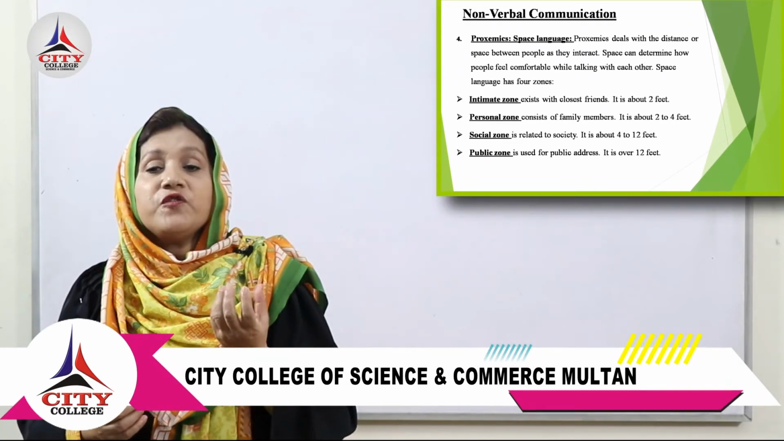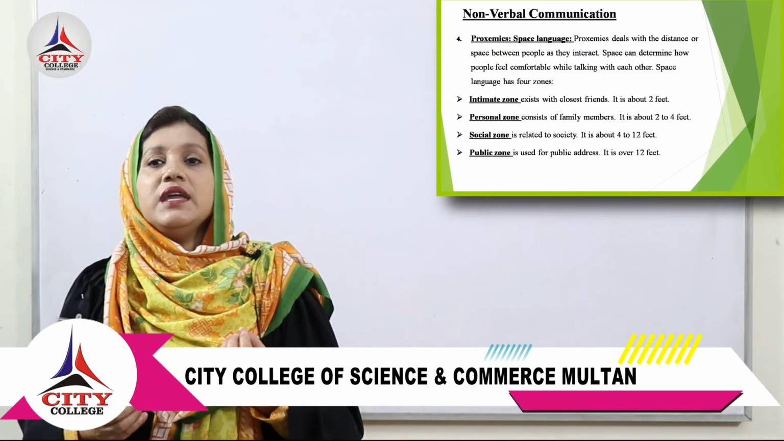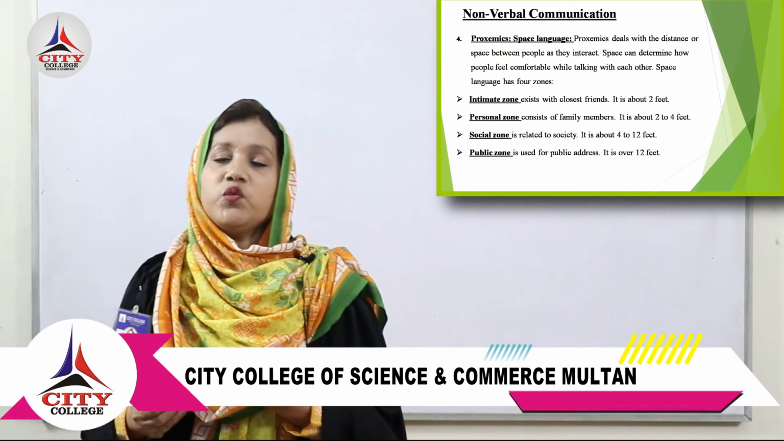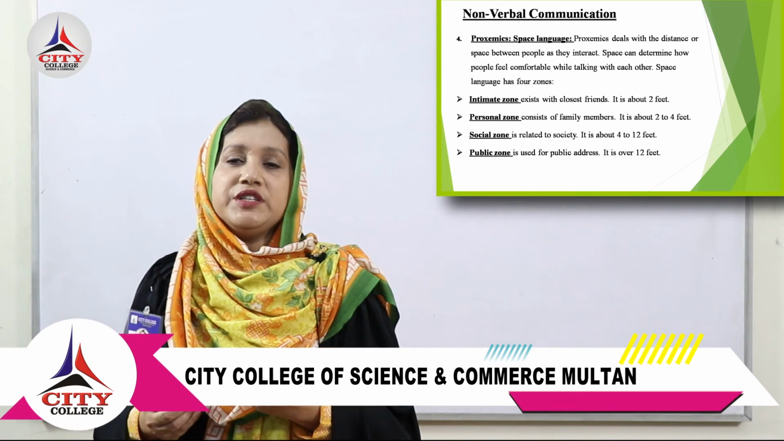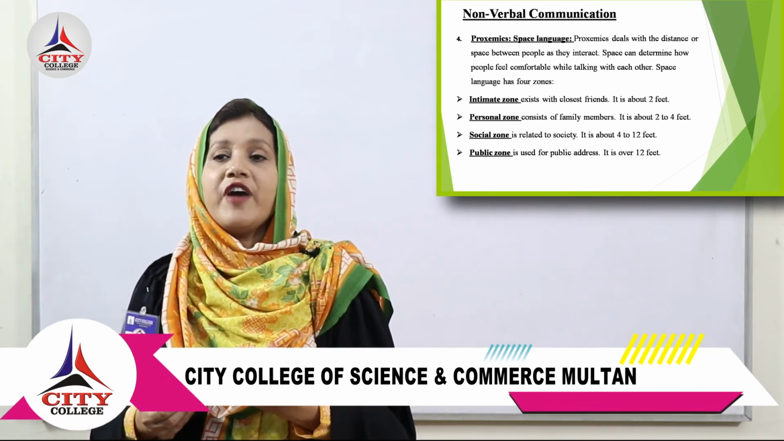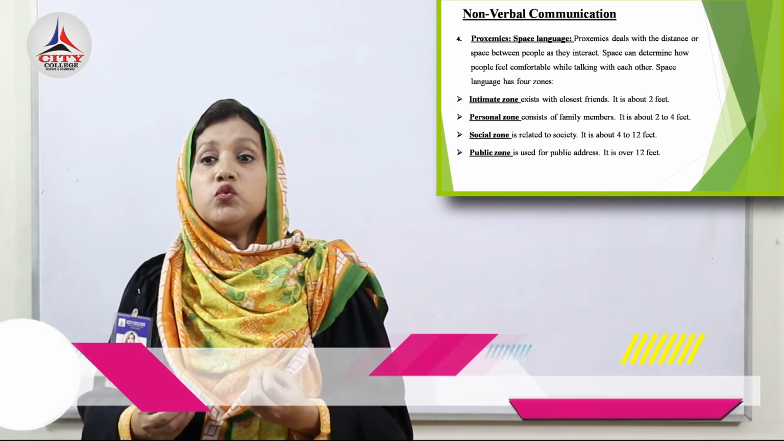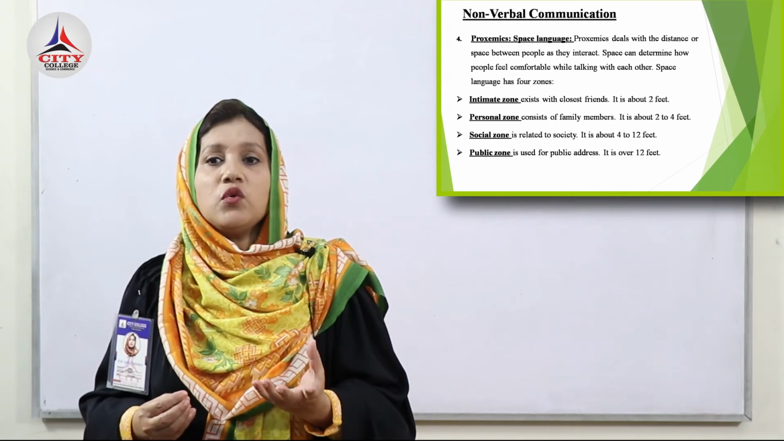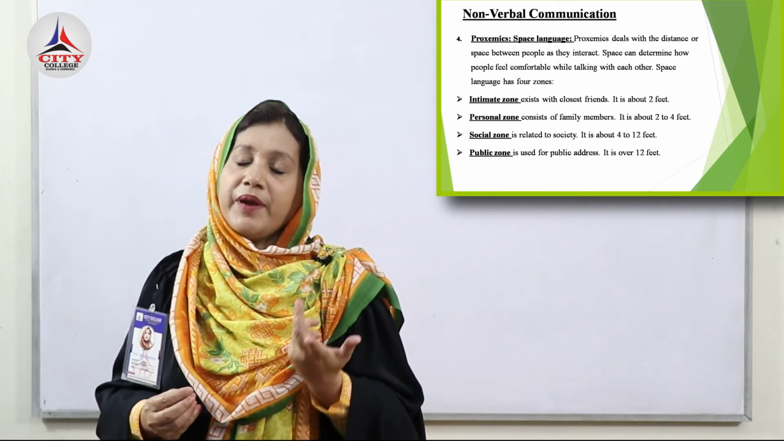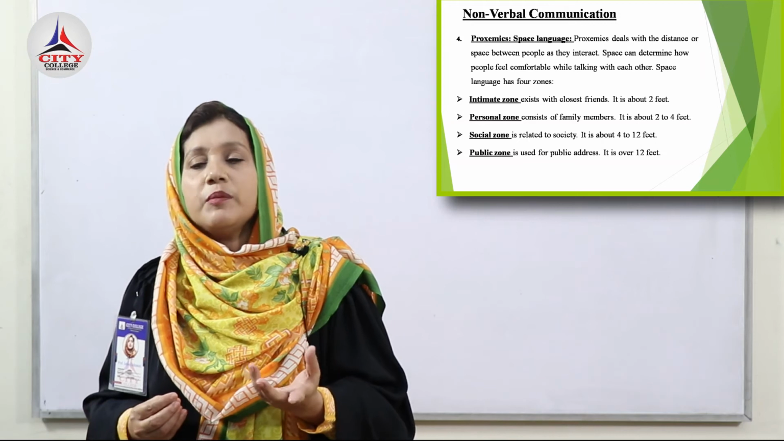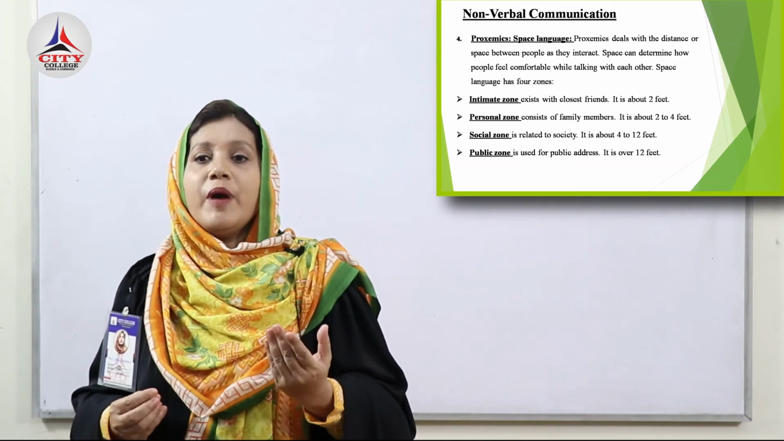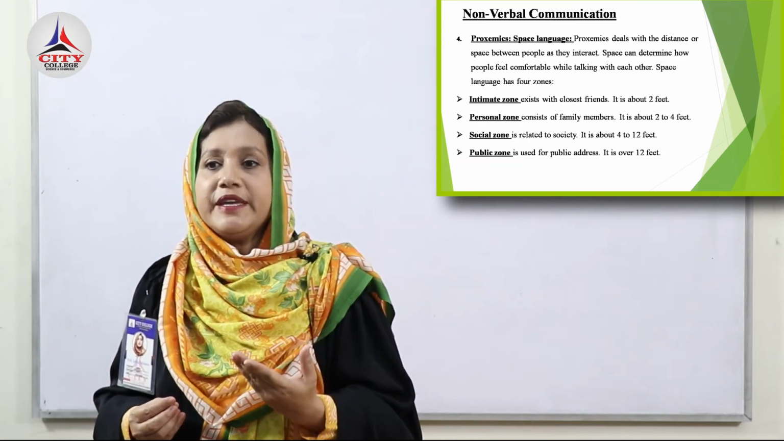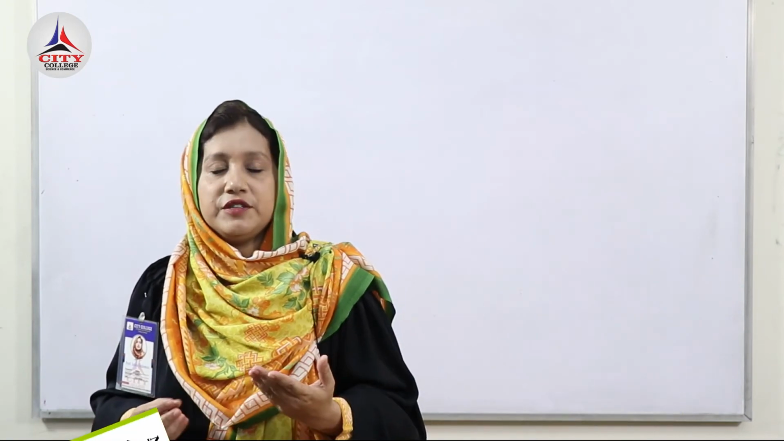Intimate means frankness, closeness. Intimate zone exists with closest friends. It is about 2 feet. Personal zone consists of family members. It is about 2 to 4 feet. Social zone is related to society, depends upon every society. It is about 4 to 12 feet. Public zone is used for public address. It is over 12 feet.